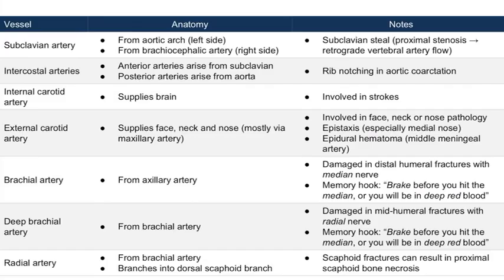Going back to our table, with regards to the radial artery, recognize that it branches from the brachial artery and then it branches into the dorsal scaphoid branch. And the clinical relevance is that scaphoid fractures can result in proximal scaphoid bone necrosis. Now let's do another question to apply what you've learned so far.